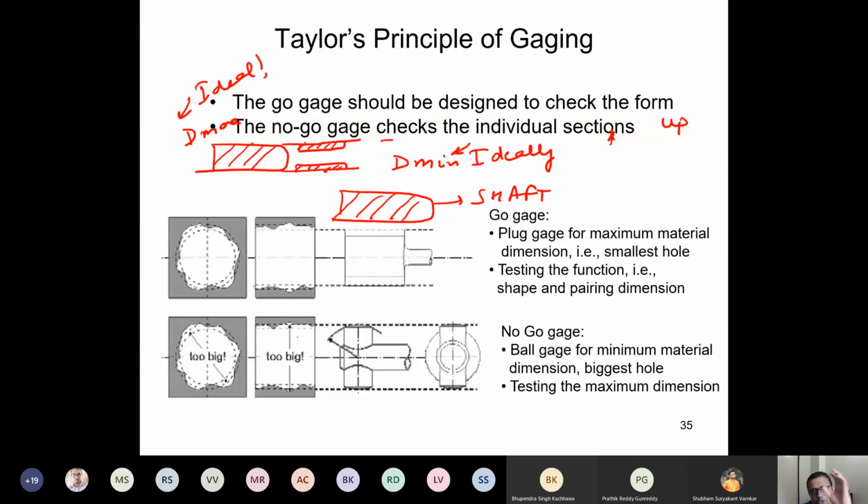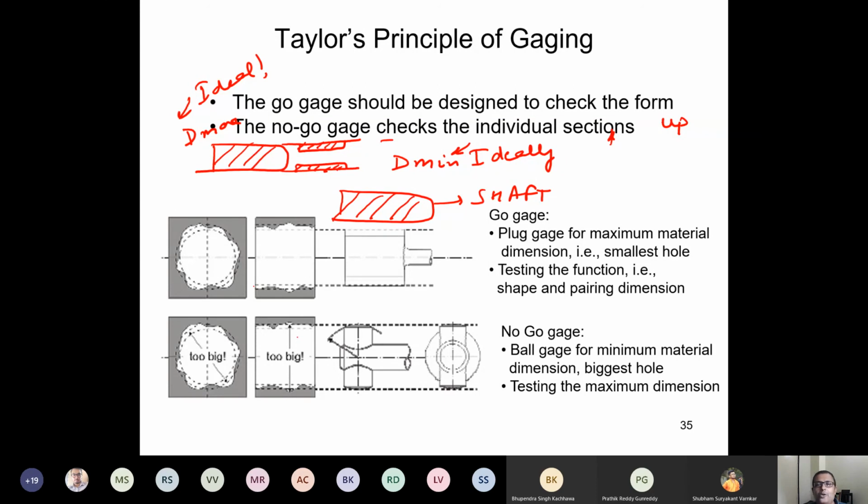So that is true that I'm rejecting some acceptable pieces in both cases, in go and no go gauge, but still I'm ensuring that I'm not getting a single faulty product out. So that would be one way to gauge. If you want very accurate gauging, this is how you define the tolerances on your gauges.